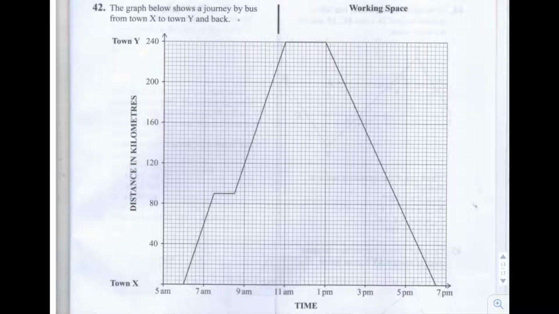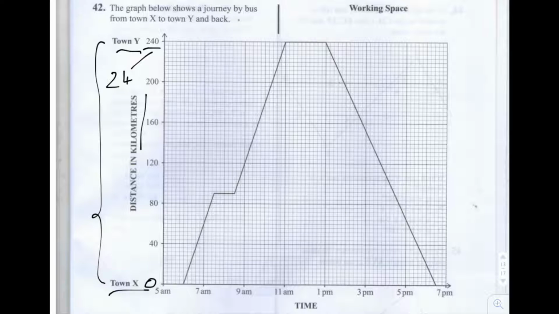So this distance here represents a distance from town X to town Y, and we're told that it starts here at 0 and goes up to 240, and we're told that the distance is represented in kilometers. So this is 240 kilometers. And on the x-axis we're given time. So the time seems to go up in increments of 2 hours.